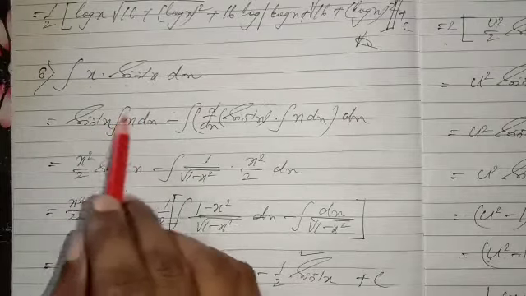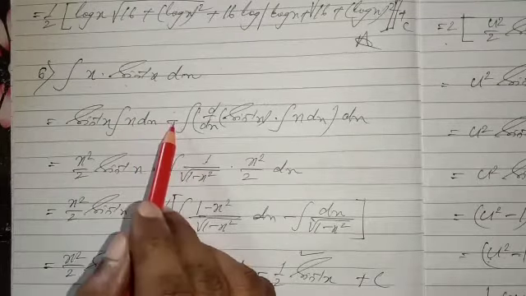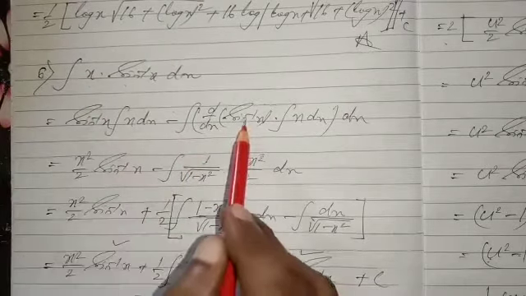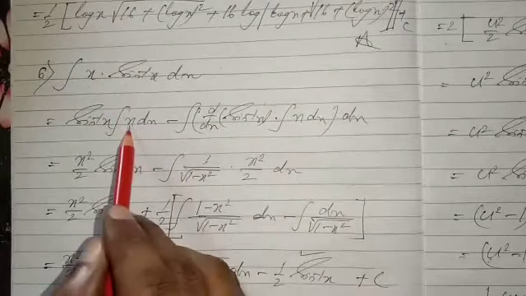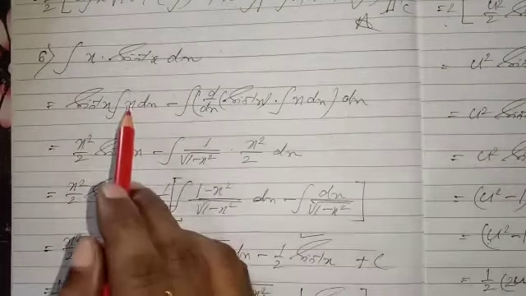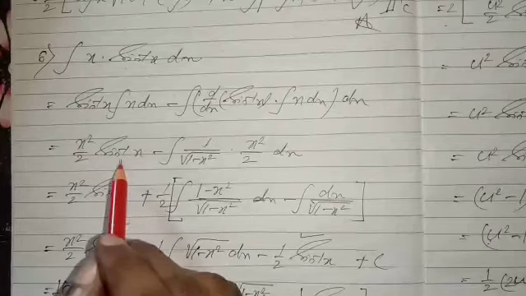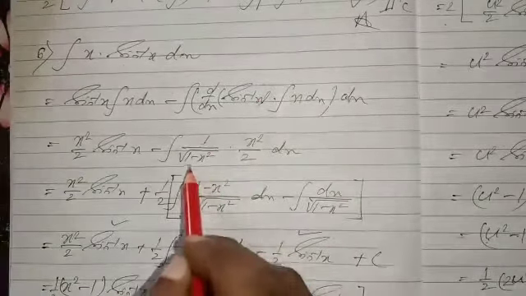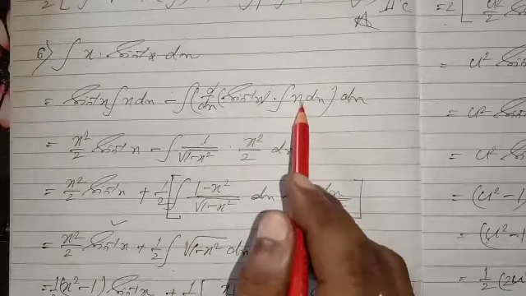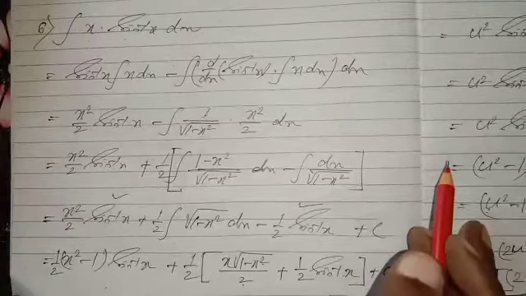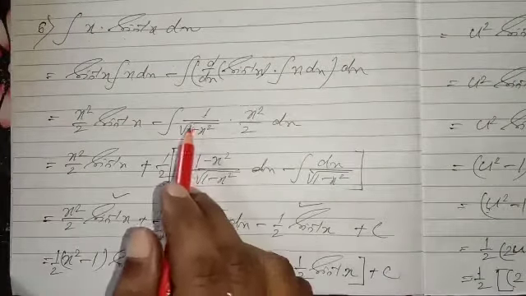Sin inverse x into integration of x dx, minus integration of the derivative of the first one, that is sin inverse x, into integration of the second one, that is x dx, whole dx. Now what is the integration of x? X square by 2 sin inverse x minus the integral of the derivative of sin inverse x, that is 1 by root over of 1 minus x square, times the integration of x dx, that is x square by 2. 1 by 2 is taken outside, and I have adjusted slightly here.